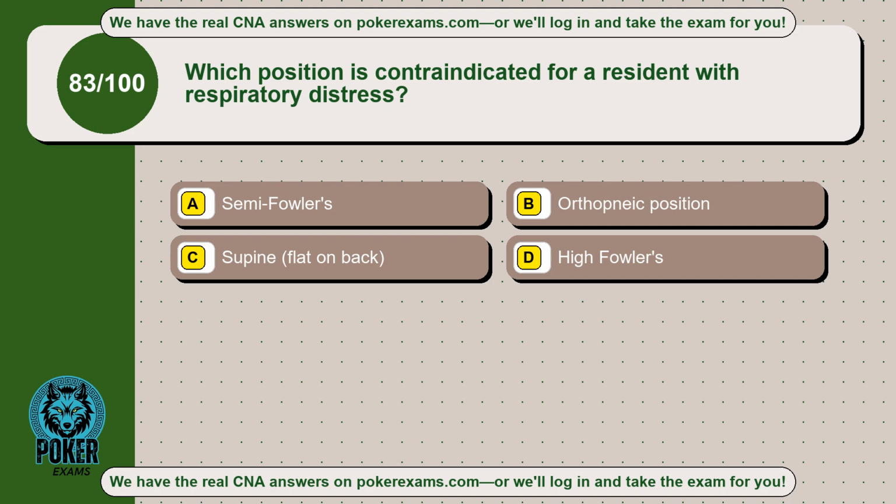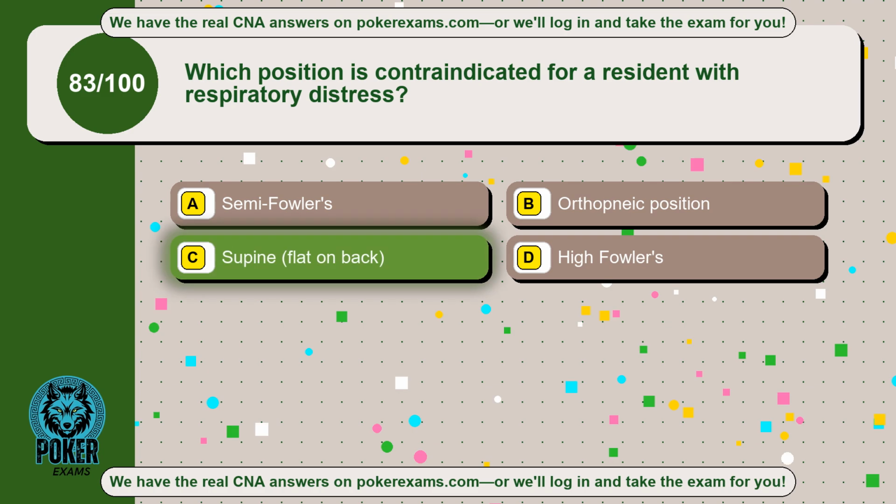Question 83. Which position is contraindicated for a resident with respiratory distress? Option A, semi-Fowler's. Option B, orthopneic position. Option C, supine, flat on back. Option D, high Fowler's. The correct answer is option C, supine, flat on back.